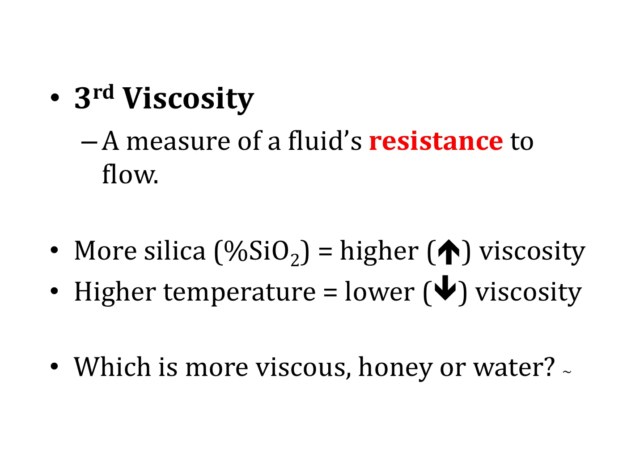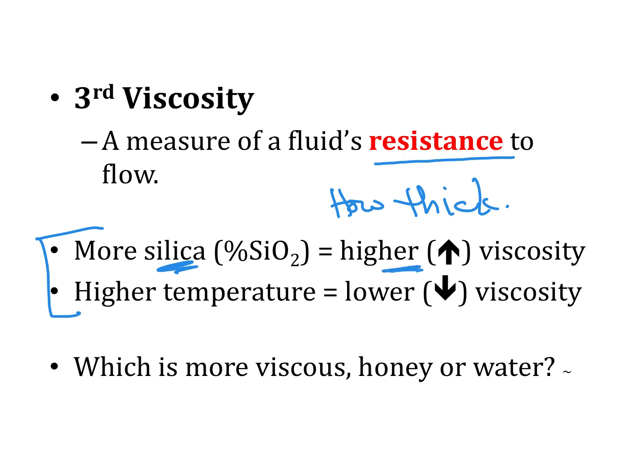The third factor is simply the viscosity of the magma. Viscosity is a measure of a fluid's resistance to flow, so you can think about it as thickness, how thick the magma is. And there are two factors that affect the viscosity of magma. One of them is silica. Remember, that's the amount of silicon and oxygen in the magma. So the higher the silica is, the higher the viscosity is. So more silica is going to mean a thicker magma.